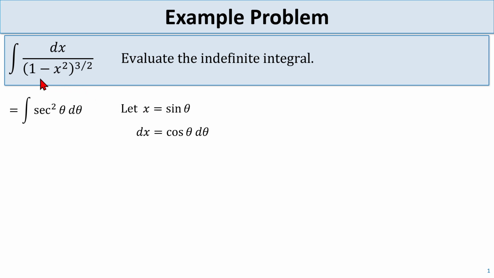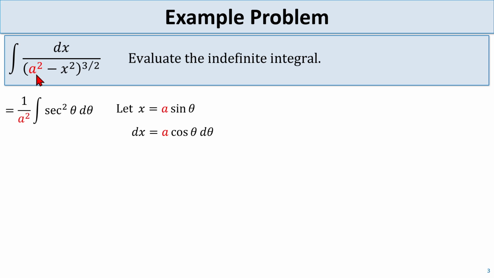It turns out that we didn't need to have exactly the number 1 right here. Any positive number could have appeared here. And so I'd like to make the example just a little bit more general by replacing this 1 with some a squared. You could solve the problem in pretty much the same way. Instead of using x equals sine of theta, you would let x equal a times sine of theta. But everything else would proceed in the same way, and you would end up with 1 over a squared times the integral of secant squared of theta, instead of just the integral of secant squared of theta.